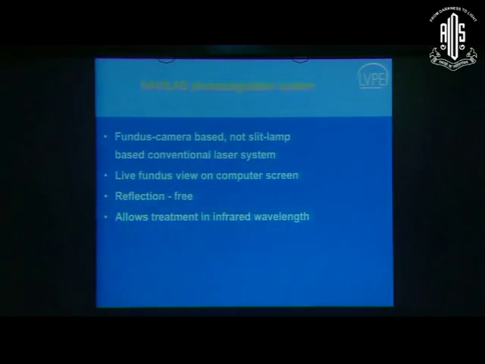So basically it is fundus camera based. It is not a slit lamp. That's why you really do not need a slit lamp. You do get a live fundus view on the computer screen, and most of the view you are getting is reflection free, and it allows you the treatment in infrared wavelength. These are a couple of the bigger advantages of Nevilas.